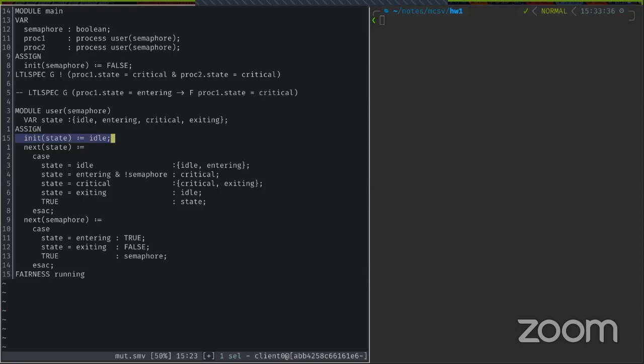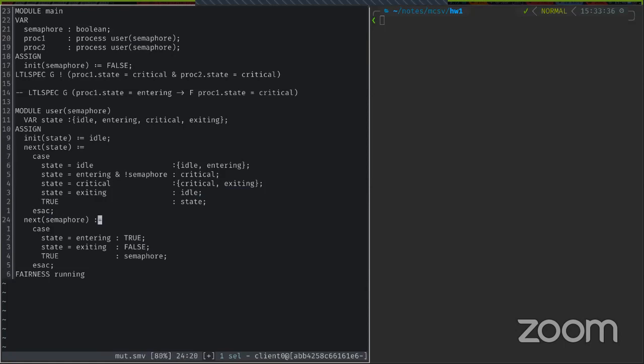We start at an idle state, and if our current state is idle, in the next state we can either remain in the current state or we can try to enter the critical section. When we are entering the critical section and the semaphore is false, which means the critical section is not occupied by any other process, then we can actually go ahead and enter the critical section. If we are in our critical section, we may continue in it or we may finally exit. Once we exit, we are back in the idle state.